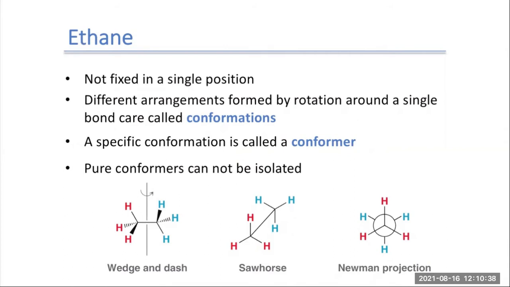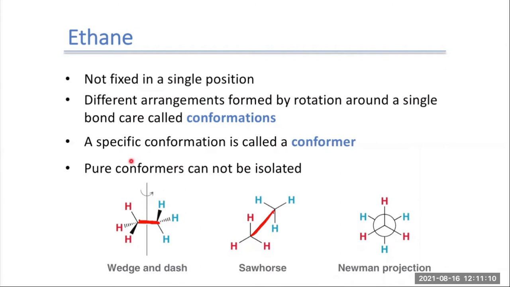Ethane, on the other hand, we can draw it a couple different ways. Ethane, that single bond that connects the 2 carbons that's highlighted here, that bond is not in a fixed position. That bond has free rotation. And because it has free rotation, I can form different arrangements. Those are called conformations. A specific conformation is called a conformer.